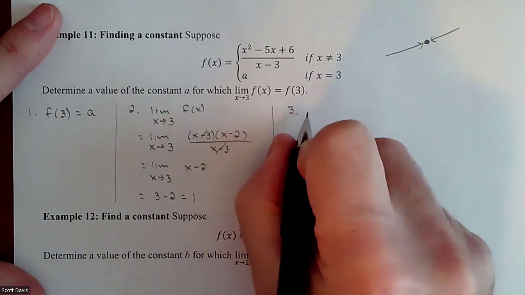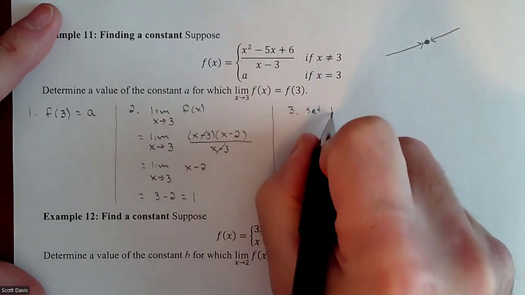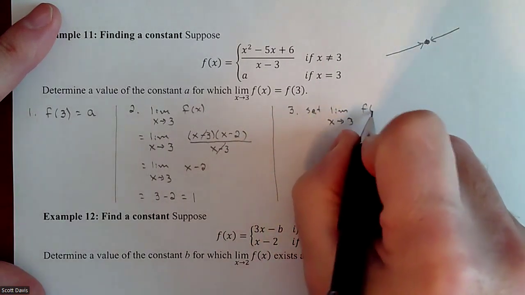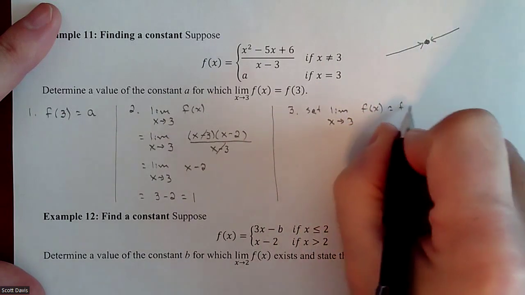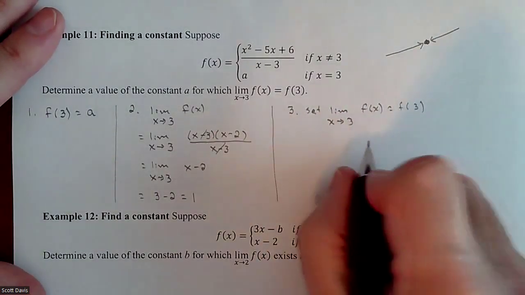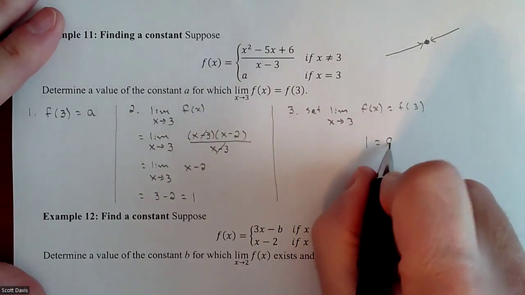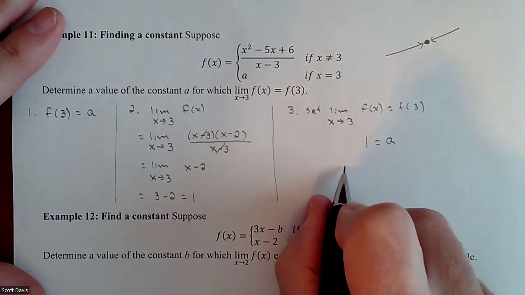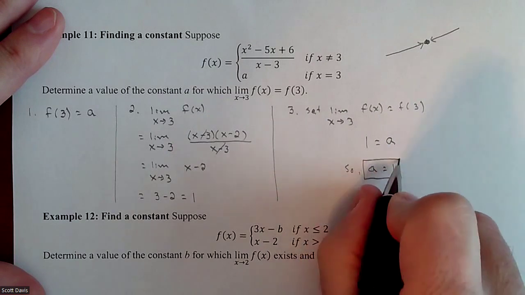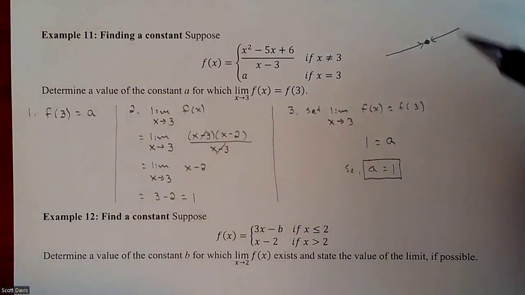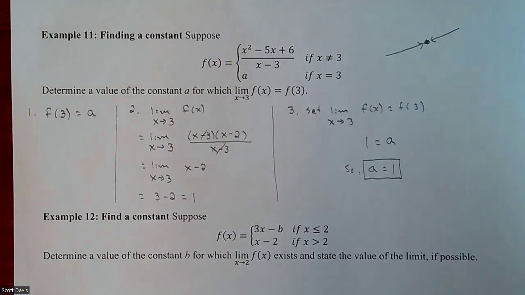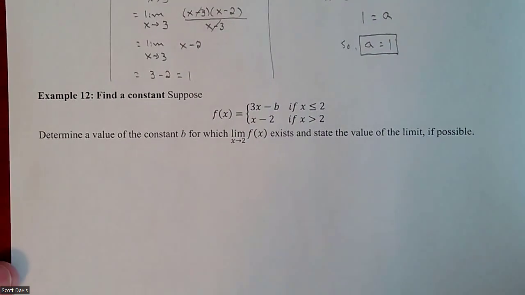So we're going to set the limit as x approaches 3 equal to what the y value should be. All right, so what we know is we know that that's 1. We know that this is a. So there's our answer. So our a value needs to equal 1 in order for there not to be any hole, or not necessarily a hole, but in order for our limit to actually equal our y value.